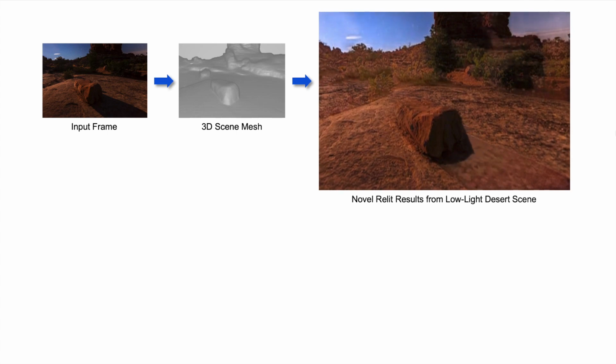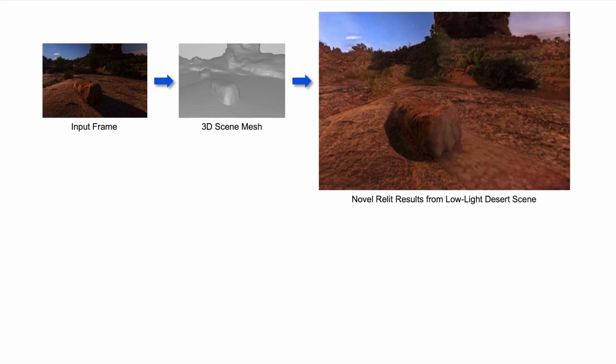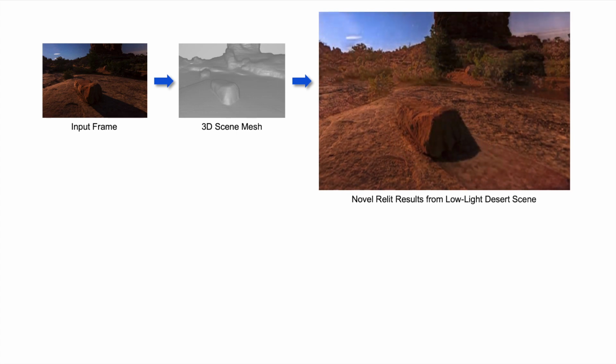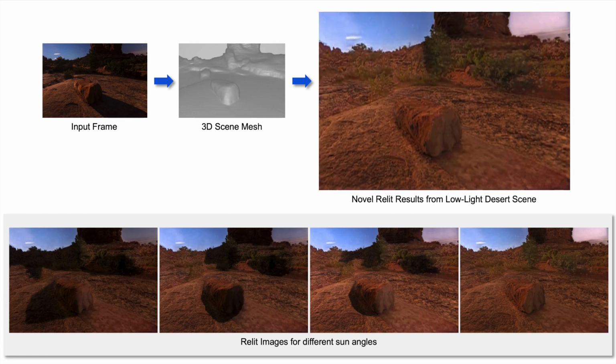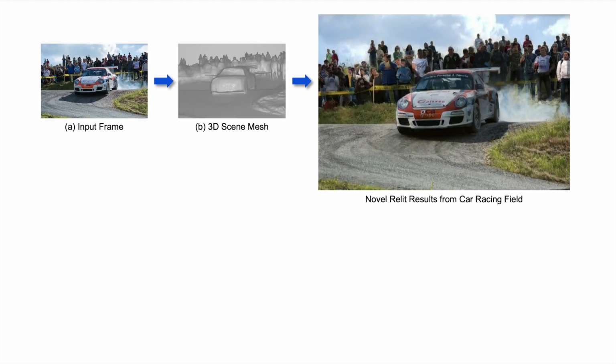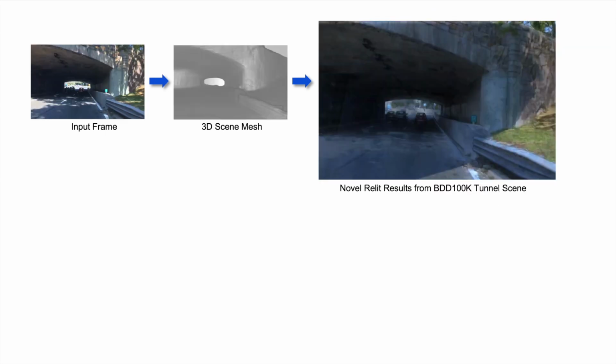Given the low-light desert scene, SIMBAR cleanly removes existing hard cast shadows of the rock in the foreground and realistically recasts geometrically consistent shadows for the entire landscape. On the bottom, relit images for different lighting parameters are presented for a closer look. We additionally present two more examples: SIMBAR on the car racing field, SIMBAR on BDD100K tunnel scene.